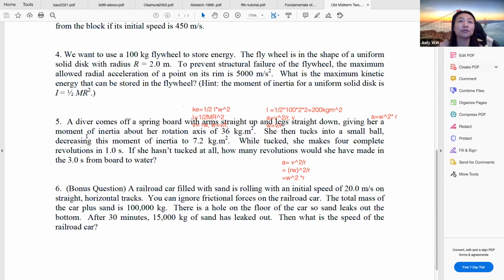Number five. A diver comes off a springboard, giving her an initial angular momentum about her rotation axis. Okay, this is the moment of inertia. And she then tucks into a small ball, decreasing the moment of inertia to this. Now tucked, she makes four complete revolutions in 1 second. Okay, we can do this one to calculate speed, right? But how many revolutions does she have to make in 3 seconds from board to water?